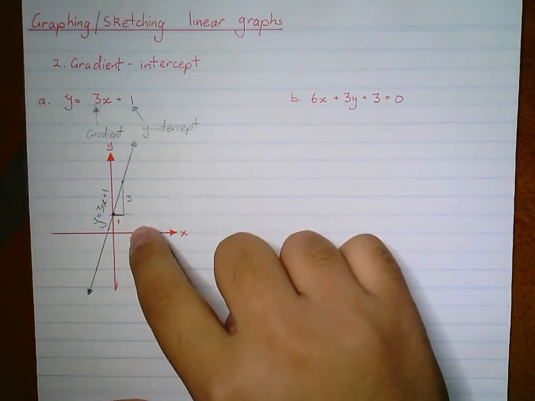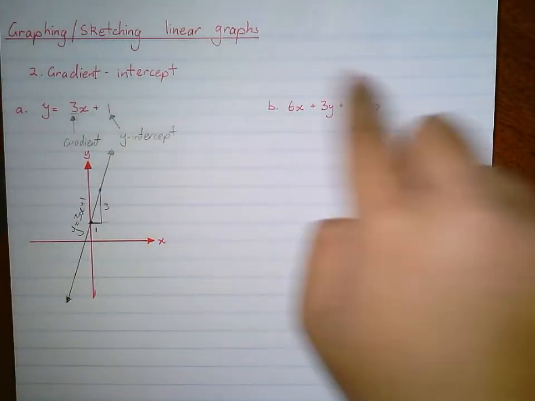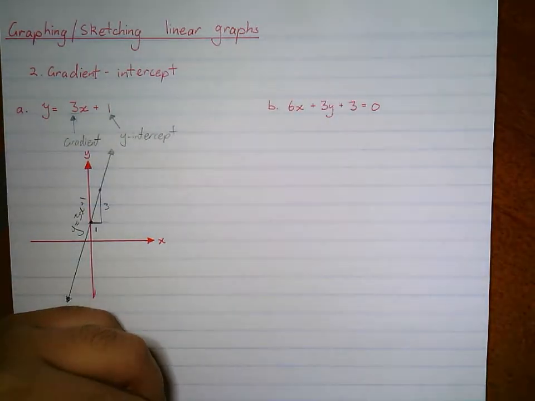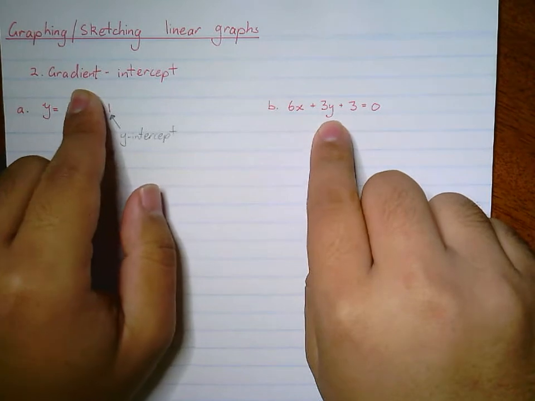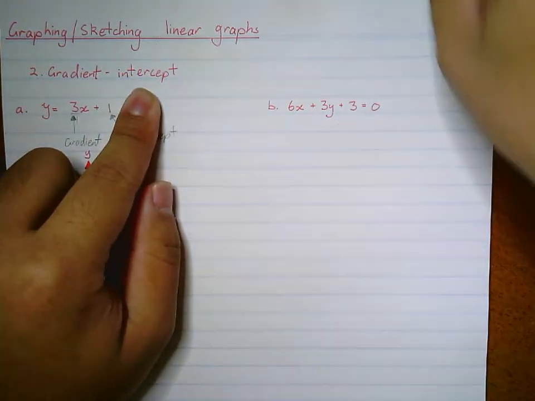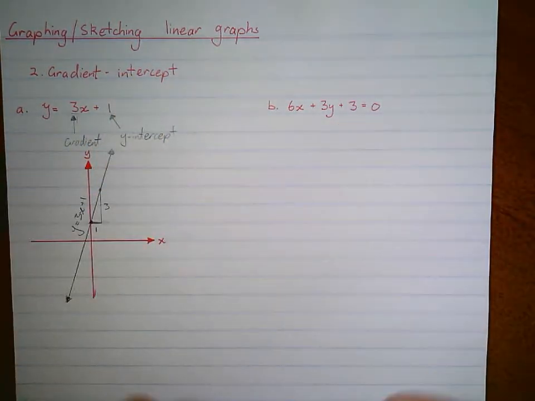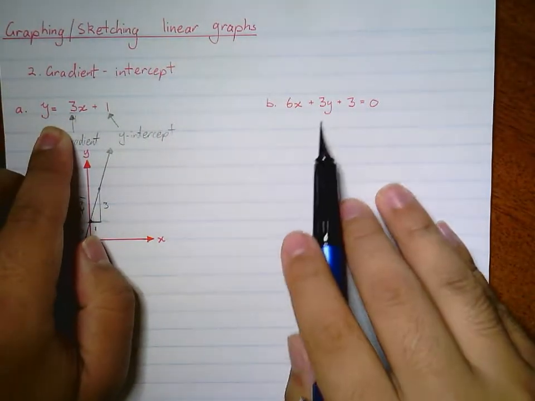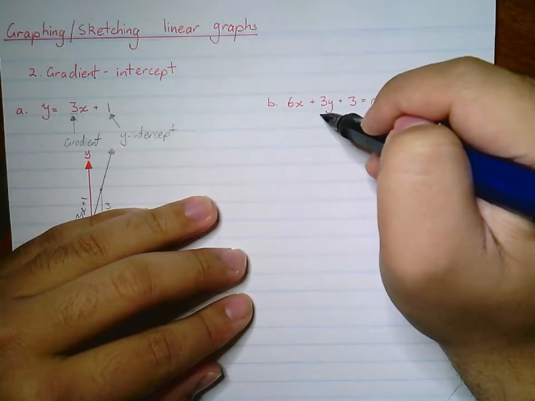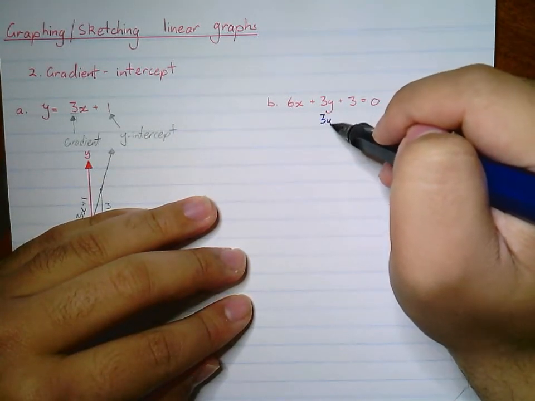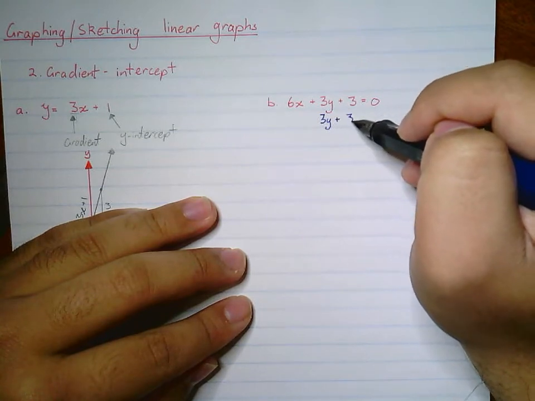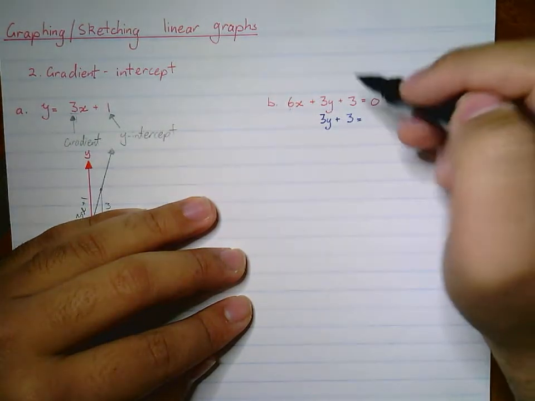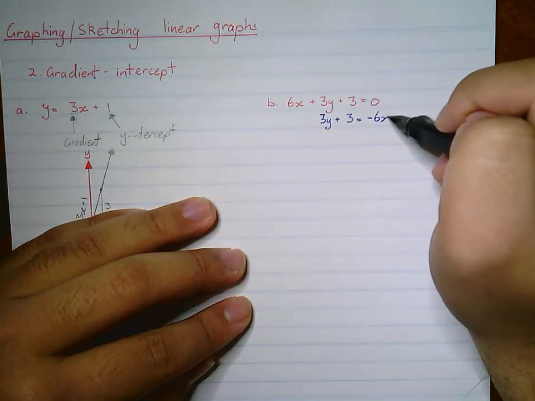So that's just a quick sketch. I'll show you how to do it with a graph and with this form. Once again, once we have this form, we actually can't use it because we don't immediately know what the gradient or intercept is. So what we're going to do once again is move these values around so that it looks like this one here. So we want y to stay on the left hand side, so we're going to keep 3y, plus 3 equals, I'm going to move this one across, so we get negative 6x.